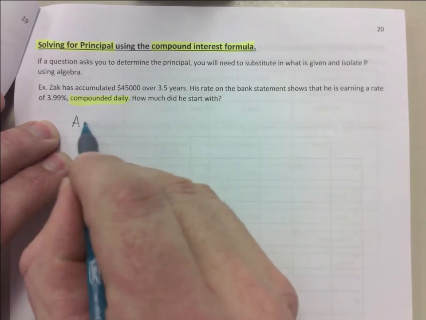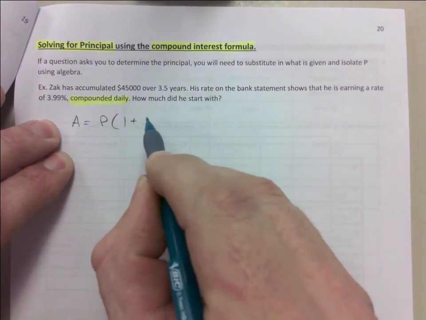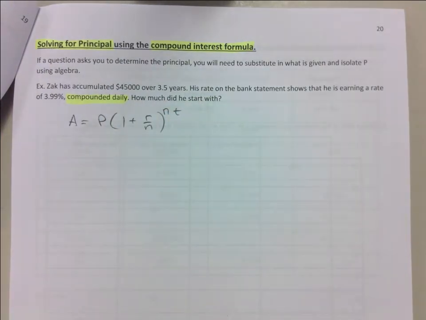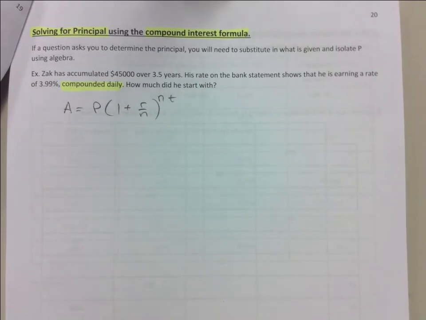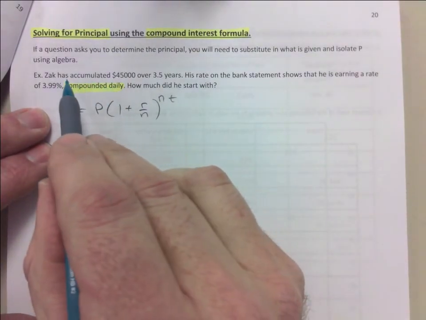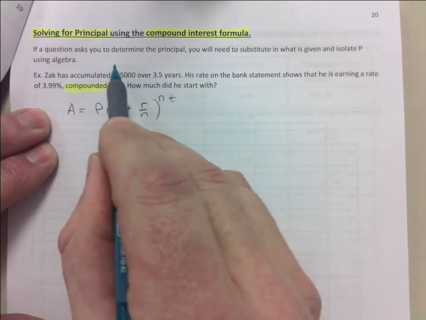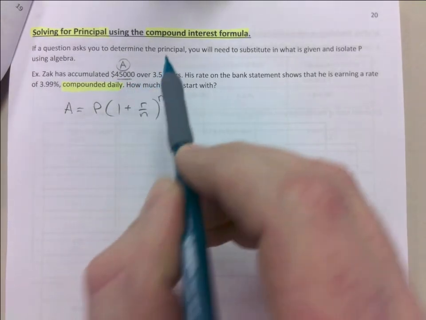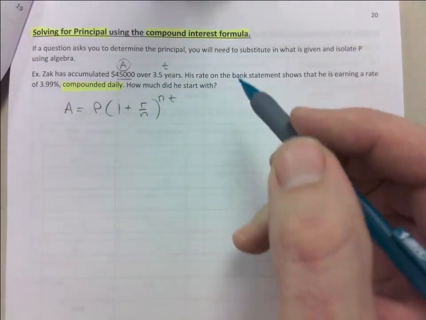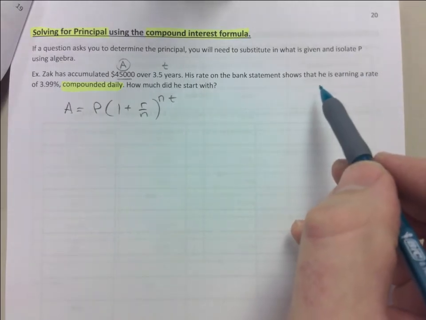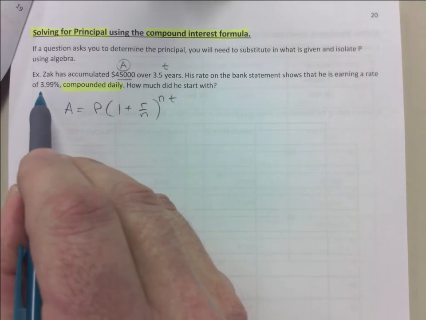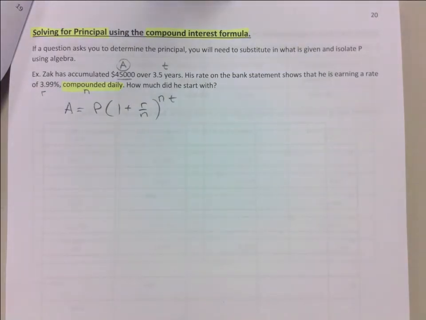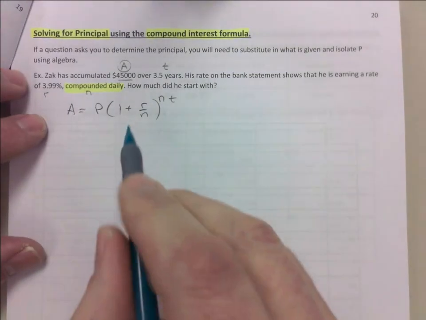So I'm going to use this formula. Okay? Remember this one? It says Zach has accumulated 45,000. This is A. Okay, 45,000 is what you've accumulated. Time is already in years, so perfect. We are earning at a rate of 3.99. That's R. Compounded daily, that's N. We've got everything we need.